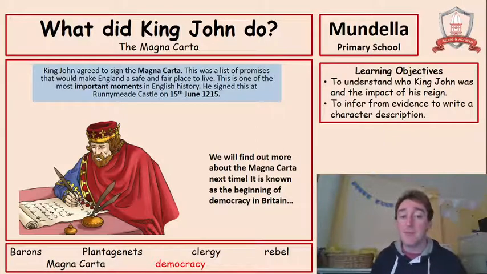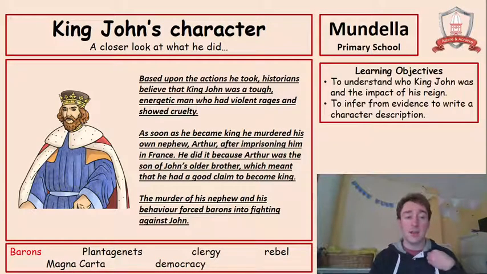Okay, we're going to find out more about Magna Carta next time, and it's known as the beginning of democracy, where people get a say in how the country is run in Britain. Okay, looking at King John's character, let's have a look at what he did.